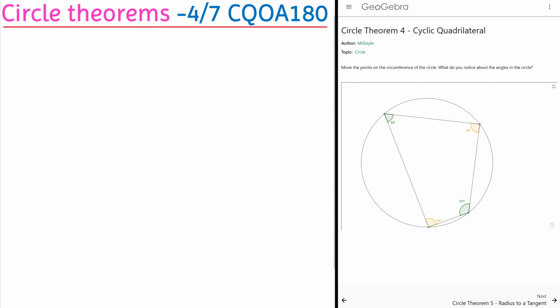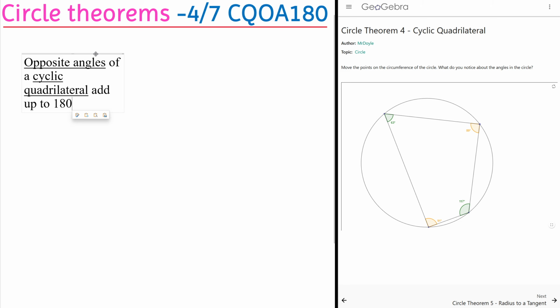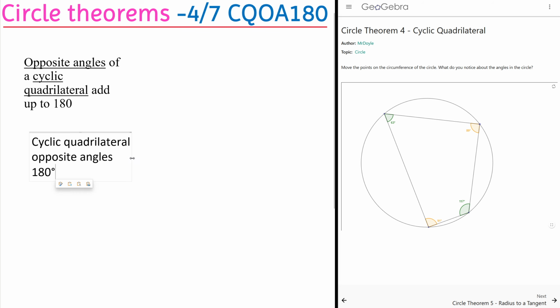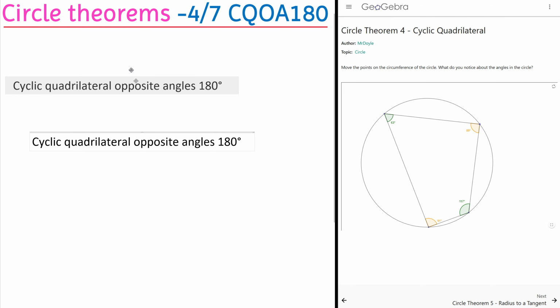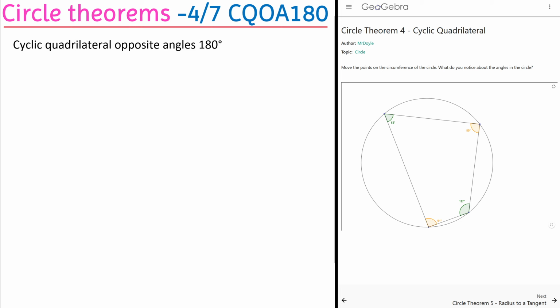You may have heard this as opposite angles of a cyclic quadrilateral add up to 180 degrees. Personally, I would remember it and think of it as this: cyclic quadrilateral, opposite angles 180. 180 isn't underlined, we don't have to include that, but if we're going to use it, we must remember it. So I would, at every opportunity, be reminding myself what's important about cyclic quadrilateral opposite angles. The thing that's important is that the opposite ones add up to 180. So for me, that's going to be there.